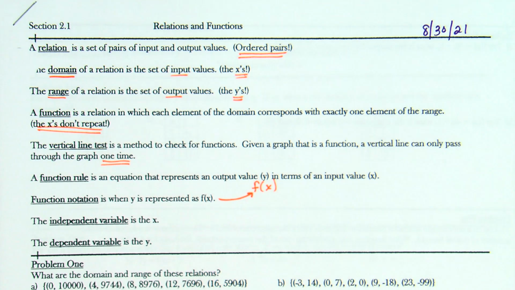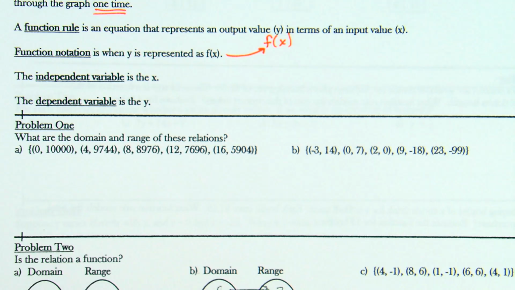Okay, so that's a lot of vocabulary there. Let's jump to some problems. Hey, they're easy problems to start with. Very easy, actually. So, problem 1. What are the domain and range of these relations? So, reminder, what's the order in an ordered pair?